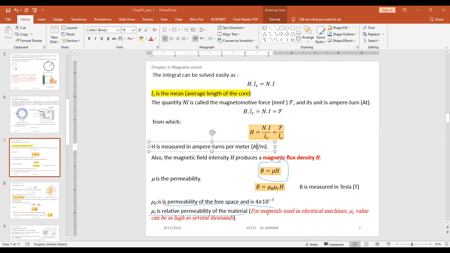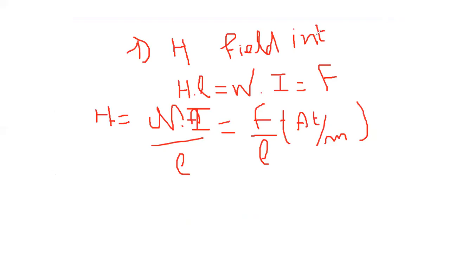Here between brackets we have a remark. For materials used in electric machines, the mu r value can be as high as several thousand. We need to use materials with high permeability in electric machines to ensure that we can create a lot of density. It is almost proportional: the larger mu is, the more magnetic field density we can create. Okay, let's go to the board to look at those points.